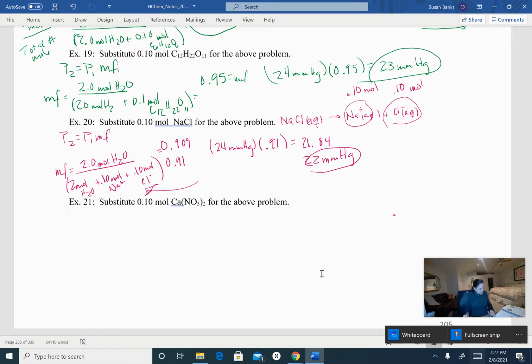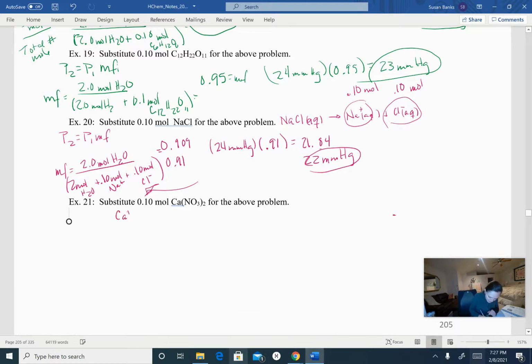So when calcium nitrate goes into water, we're going to get a calcium ion and we're going to get 2 nitrate ions. So we're going to get 0.10 moles of calcium, but we're going to get 0.2 moles of nitrate ions. Do you guys agree with that? So that changes our calculation of our mole fraction a little bit, doesn't it? So let's calculate our mole fraction.